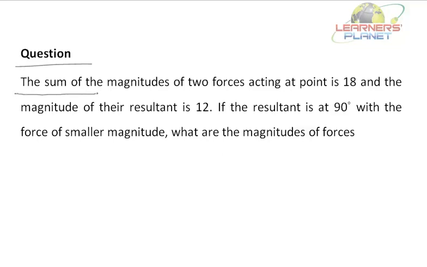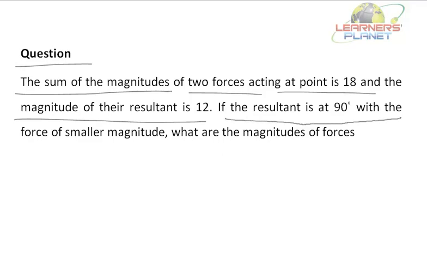The sum of the magnitudes of two forces acting at a point is 18 and the magnitude of the resultant is 12. If the resultant is at 90 degrees with the force of smaller magnitude, what are the magnitudes of the forces?